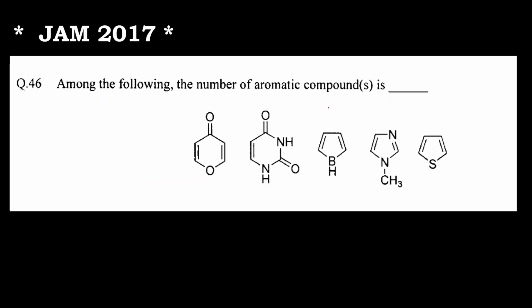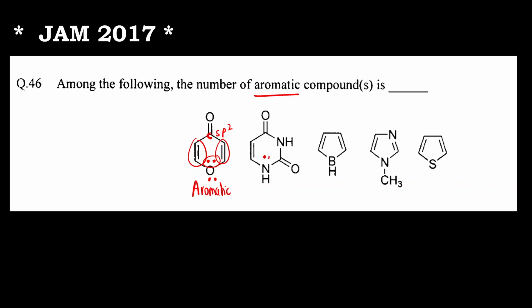2017. Here again, we have to find out the number of aromatic compounds. Here one lone pair of oxygen is involved in resonance. So 2 plus 2, 4, 4 plus 2, 6. Here it is an sp2 hybridized carbon, so it is planar. So 2 plus 2, 4 plus 2, 6. In total there are 6 pi electrons, so this is going to be aromatic.